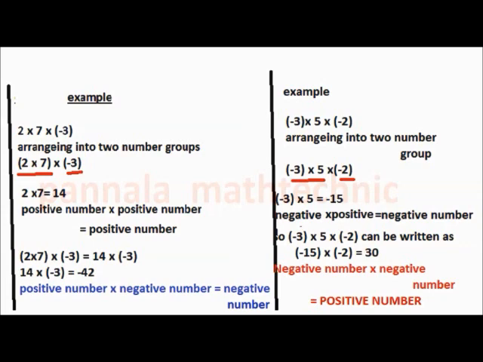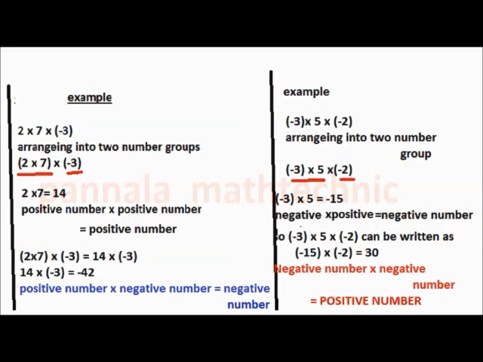And one more example, a negative number multiplied with a positive number into a negative number. Minus 3 multiplied by 5 multiplied by minus 2. Arranging into 2 number groups, minus 3 multiplied by 5 will become one group and the other group the single number minus 2. Minus 3 multiplied by 5 is equal to minus 15. A negative number multiplied by a positive is equal to a negative number.